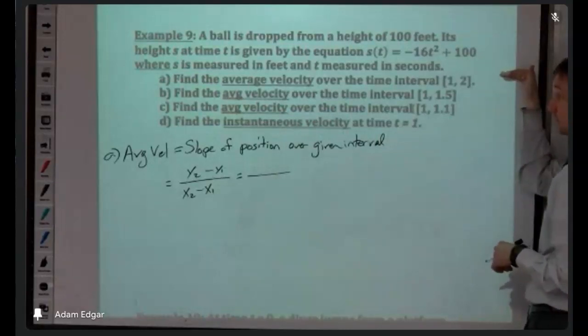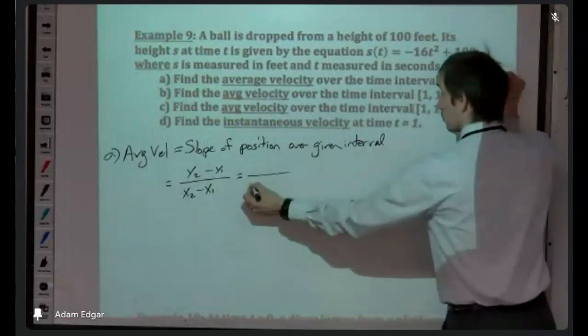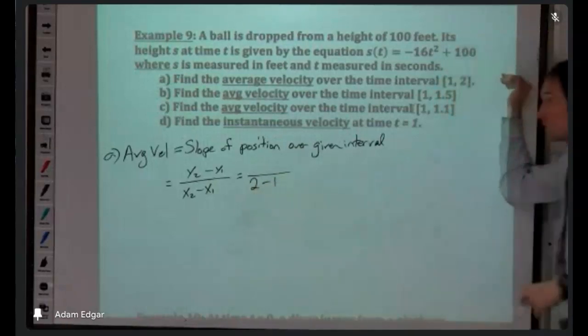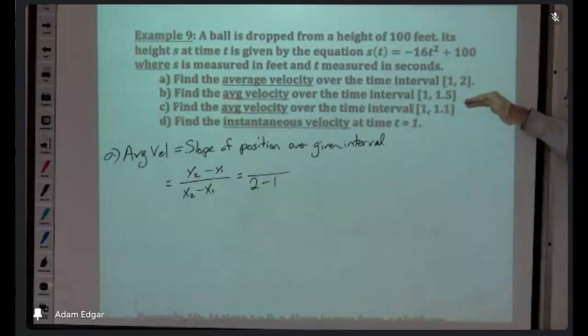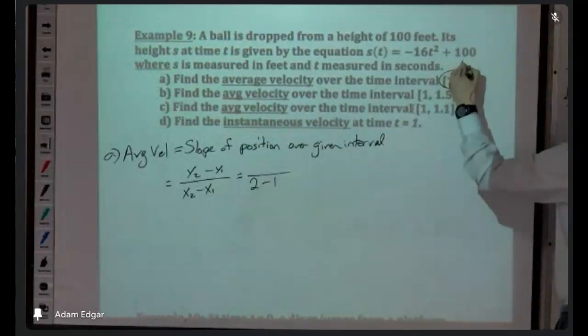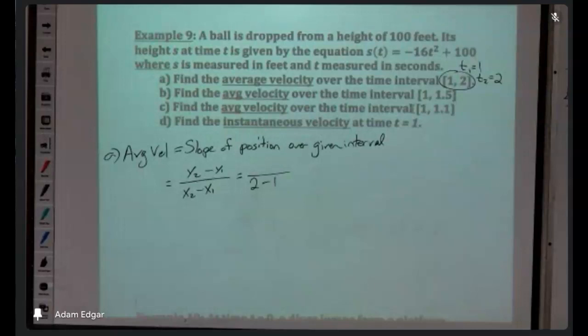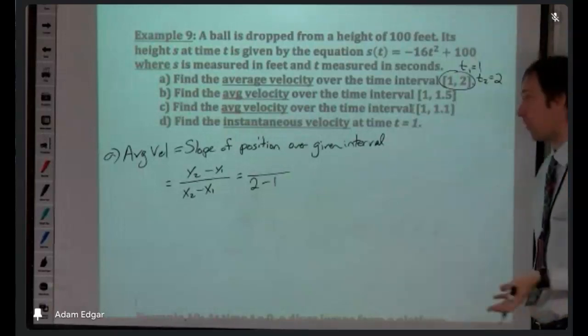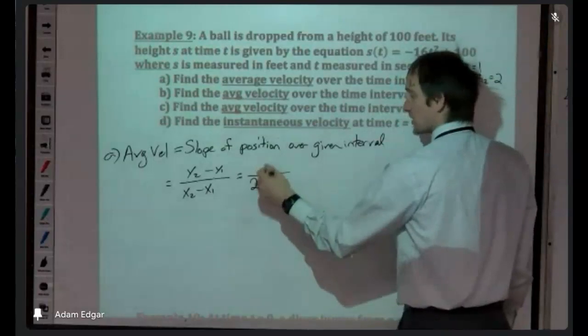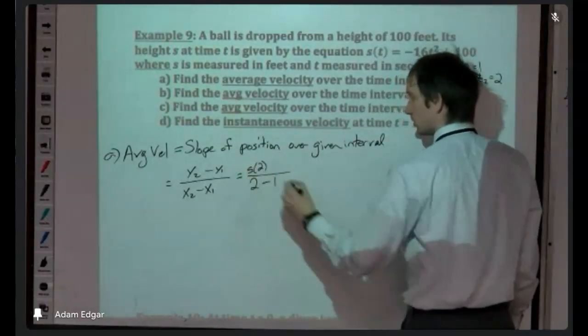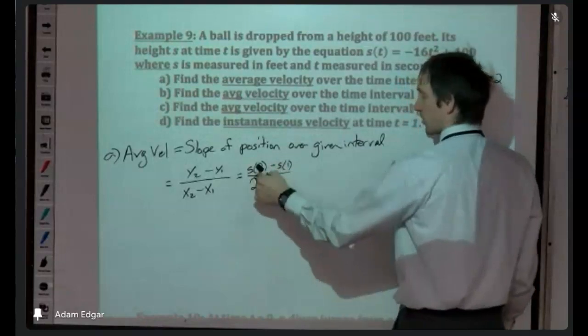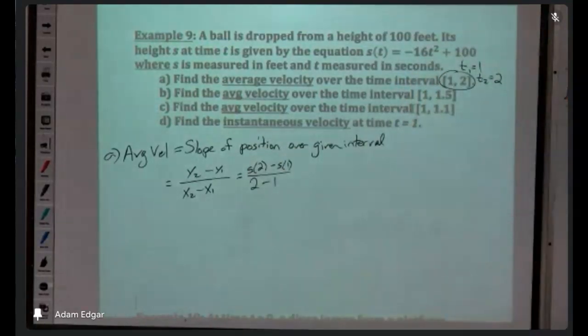What's our interval? 1 to 2, so what's our time 2? And what's our time 1? 1. In part B, what's our time 2? In part C, what's our time 2? Okay, so this gives you your times. That's time 1 equals 1, and time 2 equals 2. And we're using time instead of x in the particular example that we're doing right now. So up top, y2 is going to be s of 2, and y1 is going to be s of 1, your position or height at time 2 minus your position or height at time 1.